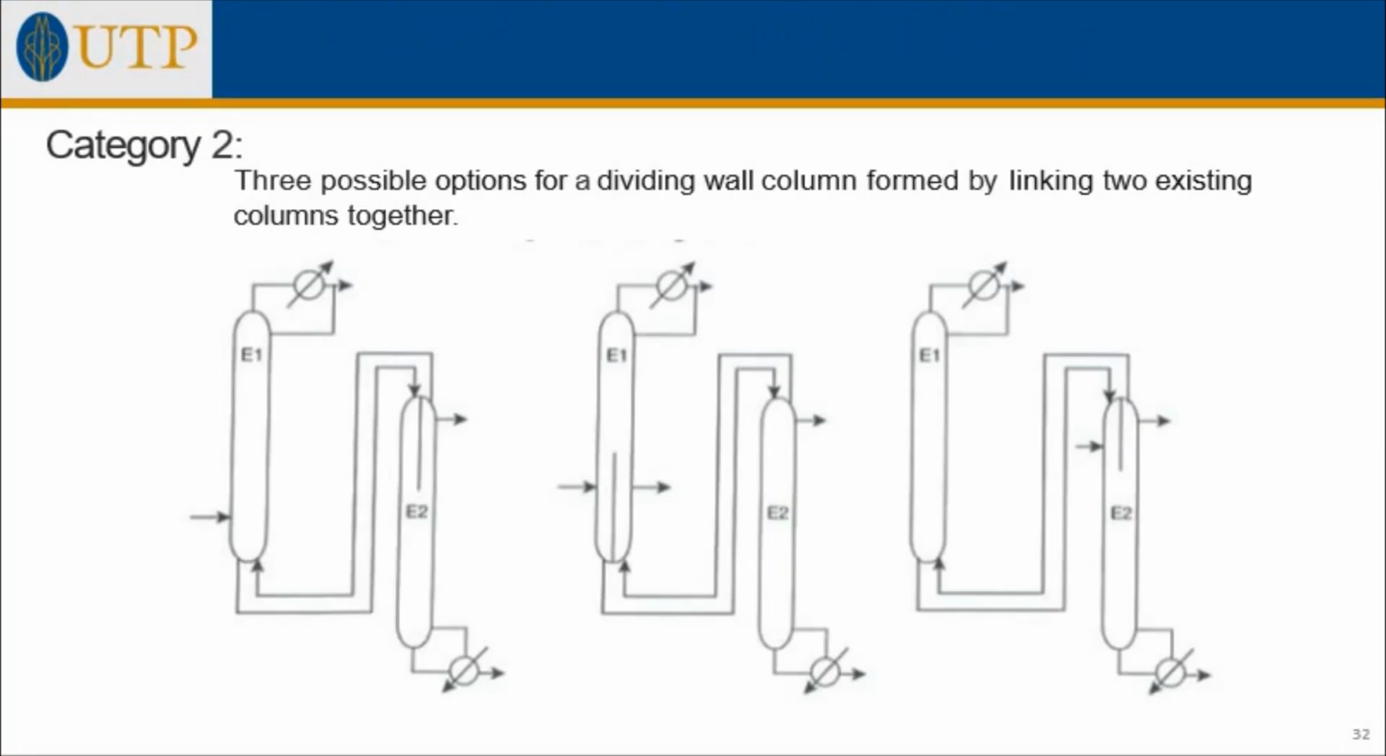For category 2, there are 3 possible options for a dividing wall column formed by linking 2 existing columns together. As shown in this slide, you have the first option, whereby you have the dividing wall column at column 2. Dividing wall column at column 1 for the second option, and dividing wall column at column 2 for the third option, whereby you have extra feed over here.